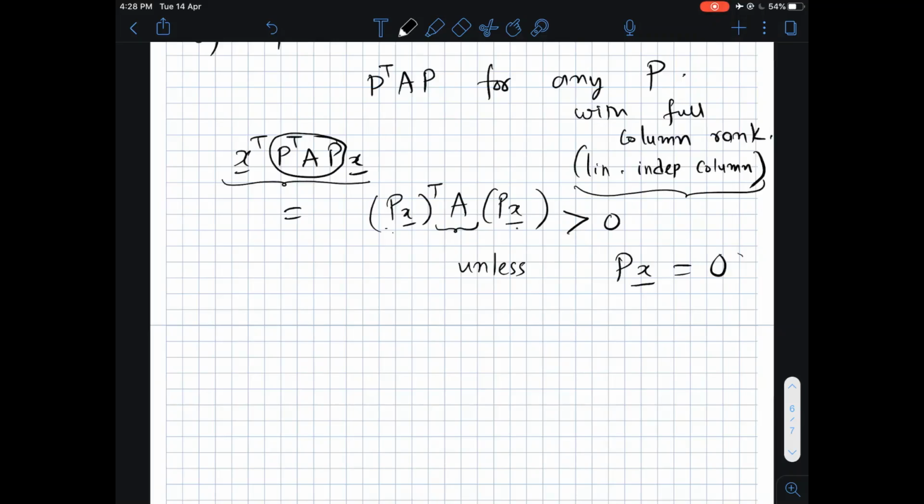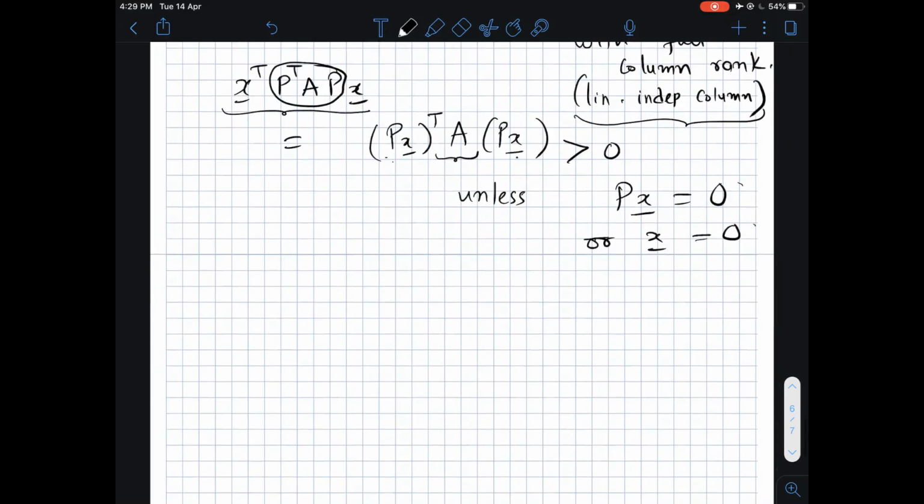Now you're given that P has linearly independent columns. So is it possible that Px equals 0? Since the columns of P are linearly independent, if you write Px equals 0, recall that Px is a linear combination of the columns of P. The only way Px can be 0 is if x equals 0. Because the columns of P are linearly independent, Px equals 0 is only possible when x equals 0.